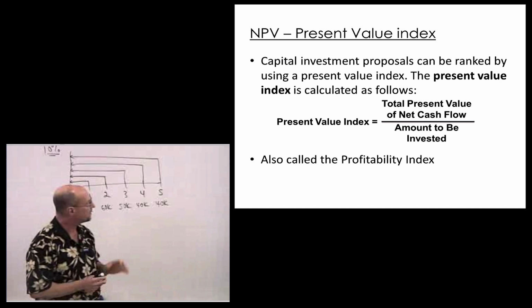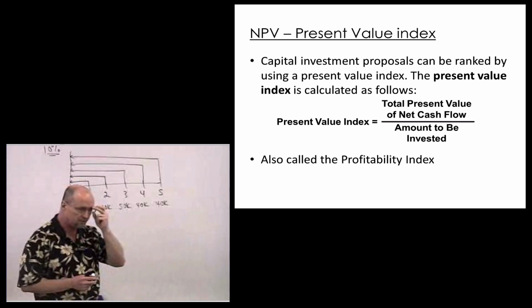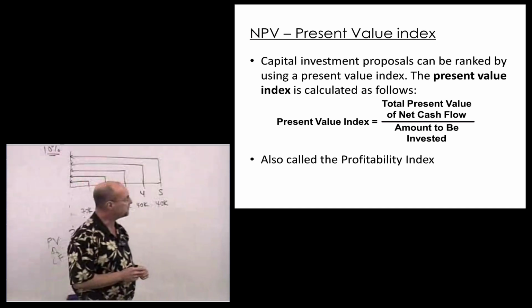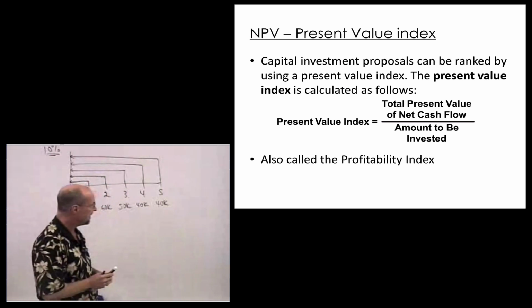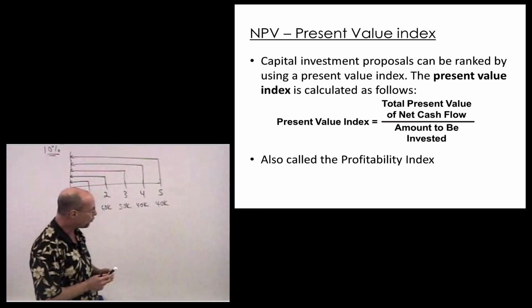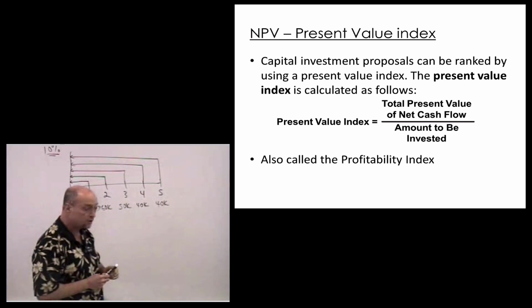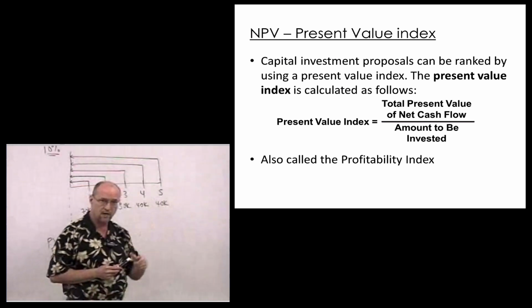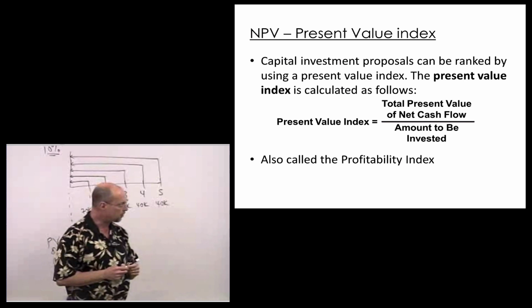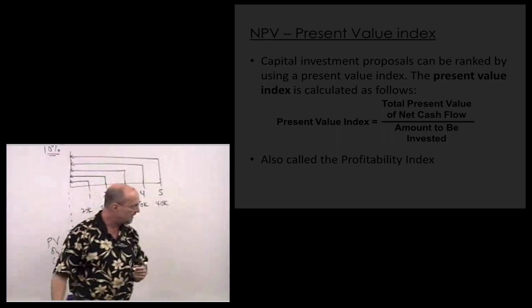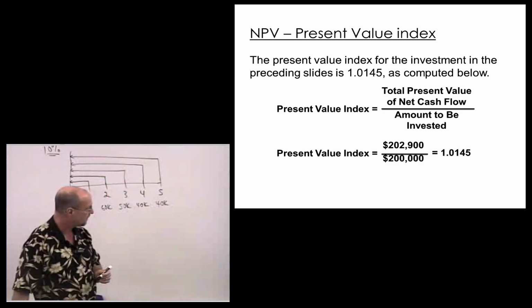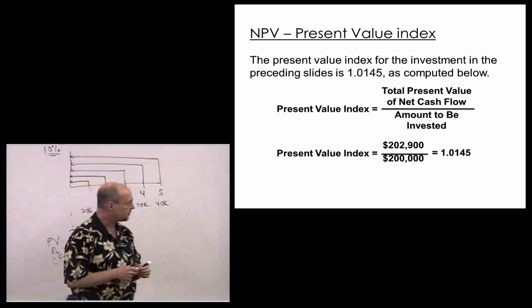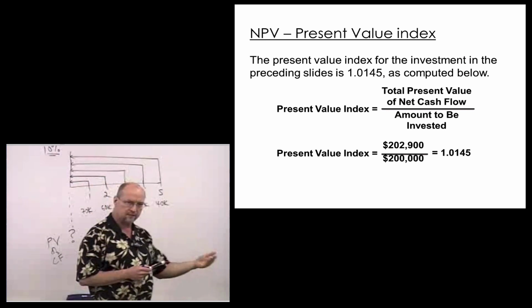Now, related to the net present value is something called the present value index, also called the profitability index. And look what we're doing. We're taking the total present value of cash flows, which in our example was $202,900, dividing it by the cost of the investment, $200, and that says dollar for dollar, each dollar invested generates discounted cash flows of $1.01.